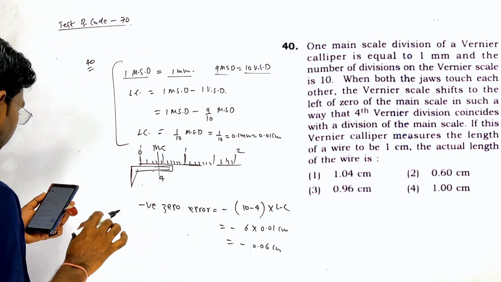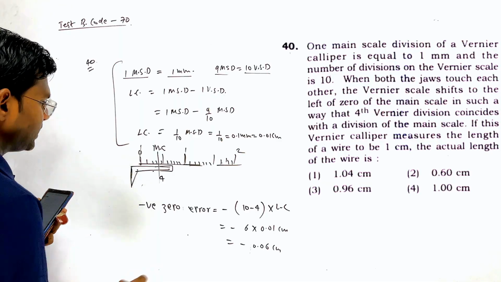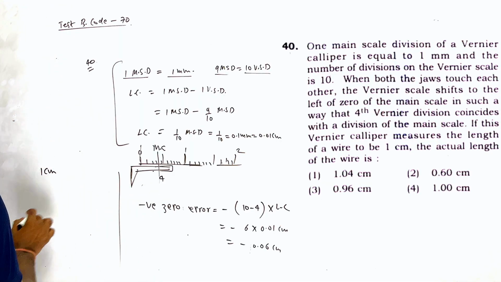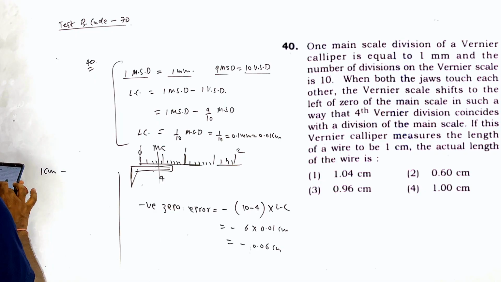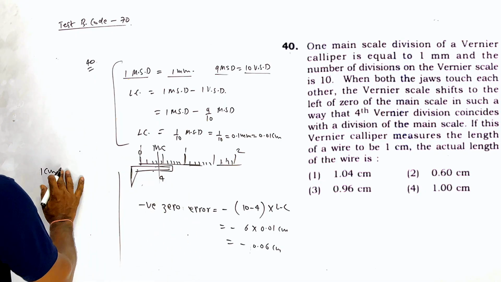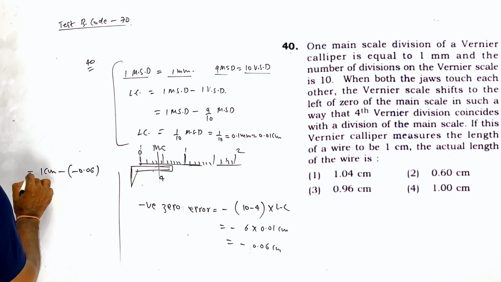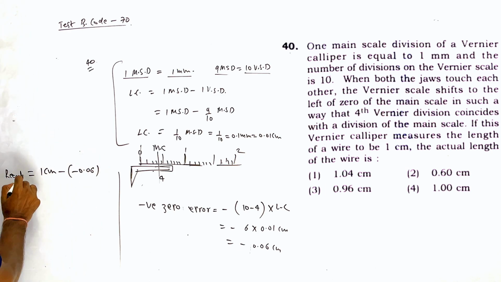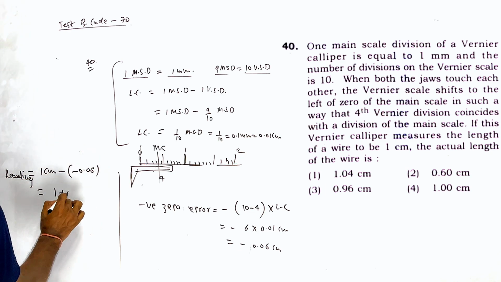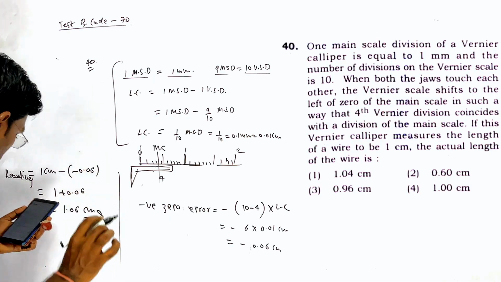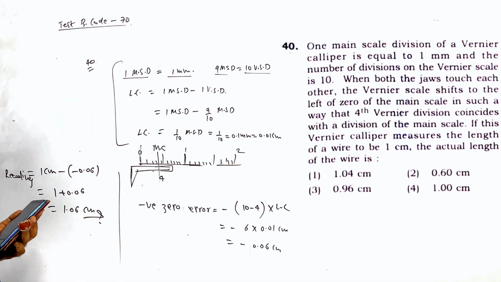Now if this vernier caliper measures the length of the wire, the main scale reading is say 1 centimeter. Plus, you have to subtract the negative zero error, so the reading is equal to 1 plus 0.06, which is 1.06 centimeter. And there is no such answer given in the solution.